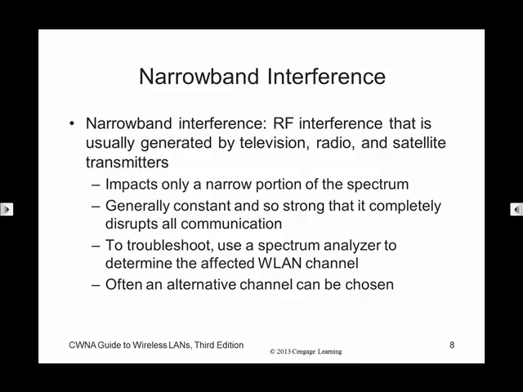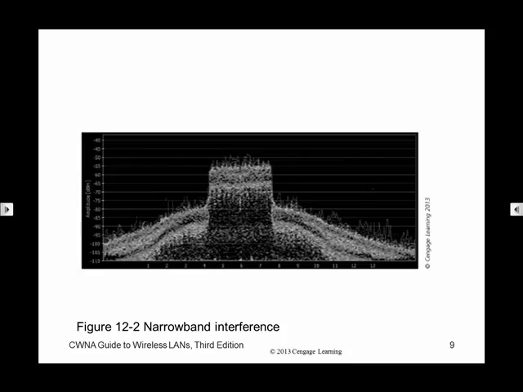What sources do you have? What frequencies are they? Because if it's narrowband, it may be only on one channel. It may be on channel 6, for instance. Then you can use 1 or 11. You don't just stay away from the noise if you can identify it. If you can identify the source, that's even better. Do away with the source of the noise.